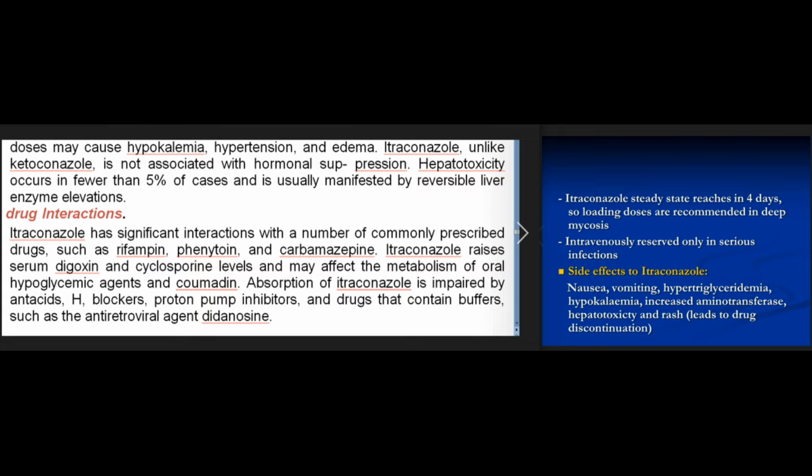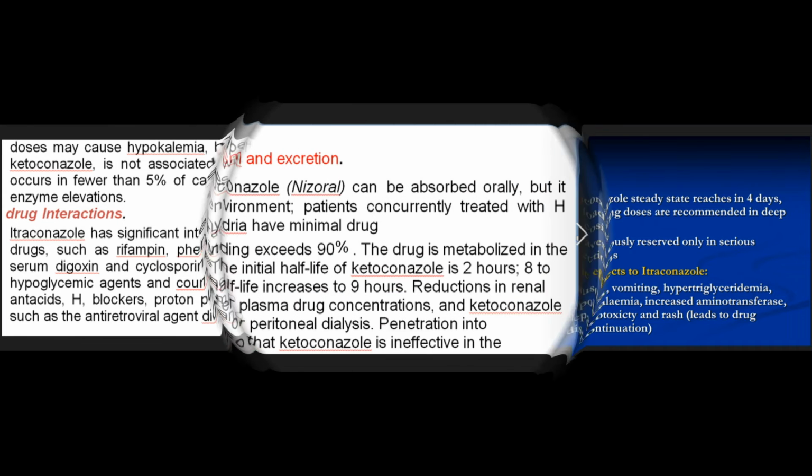Drug interactions. Itraconazole has significant interactions with a number of commonly prescribed drugs, such as rifampin, phenytoin, and carbamazepine. Itraconazole raises serum digoxin and cyclosporin levels and may affect the metabolism of oral hypoglycemic agents and Coumadin. Absorption of itraconazole is impaired by antacids, H2 blockers, proton pump inhibitors, and drugs that contain buffers, such as the antiretroviral agent didanosine.